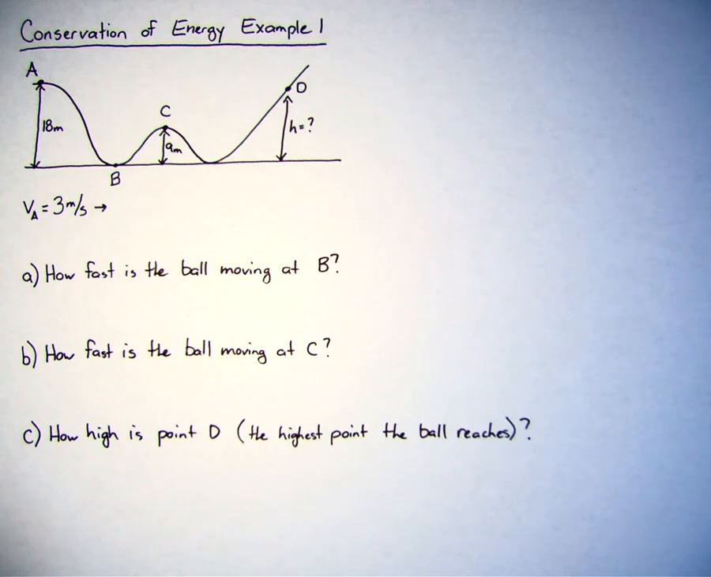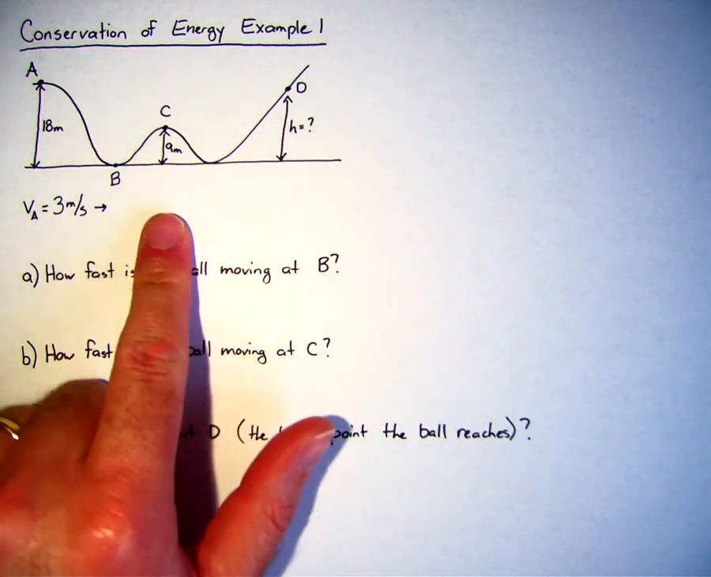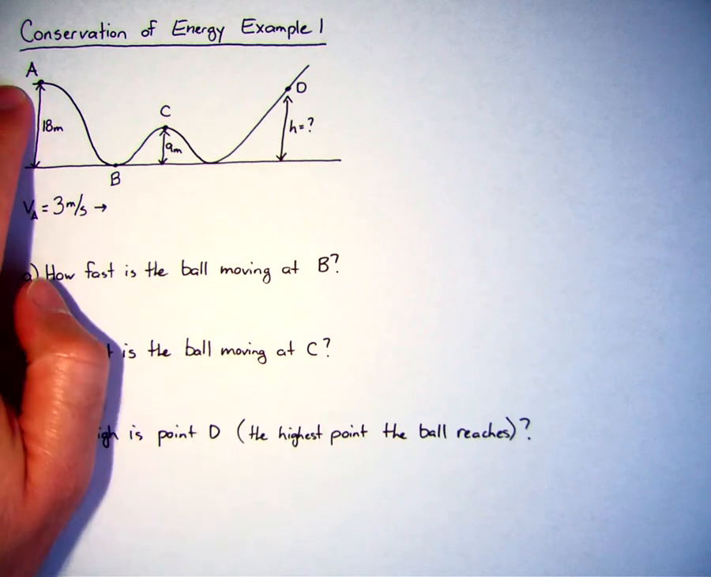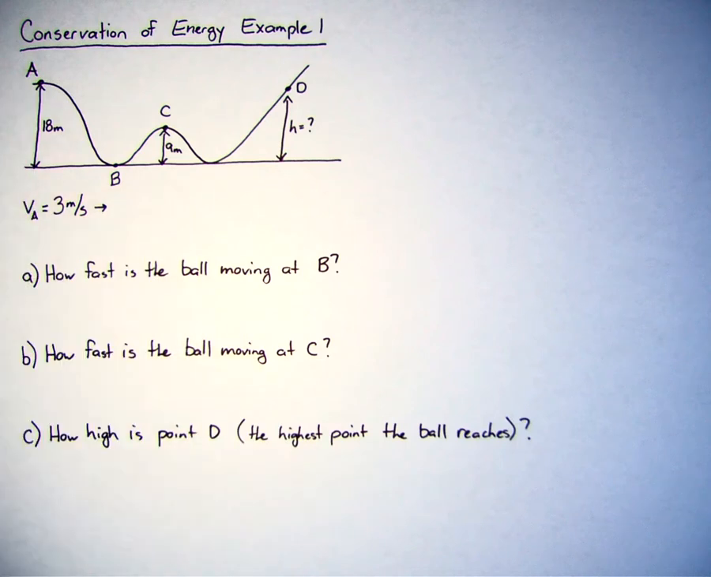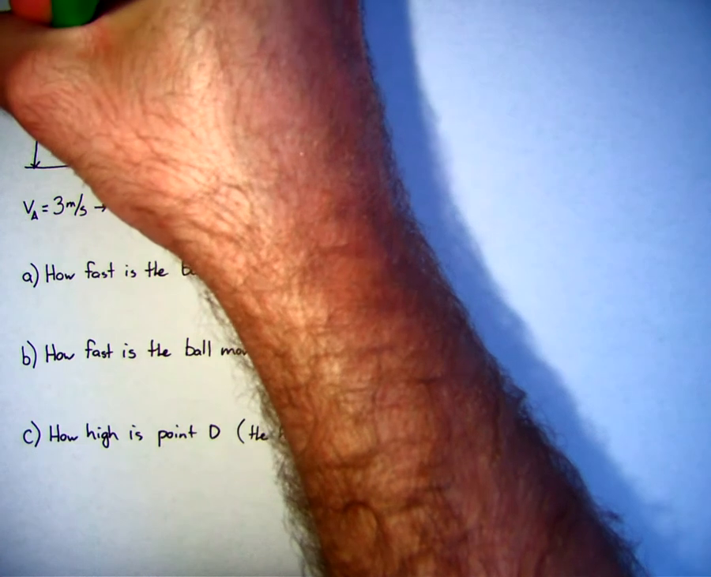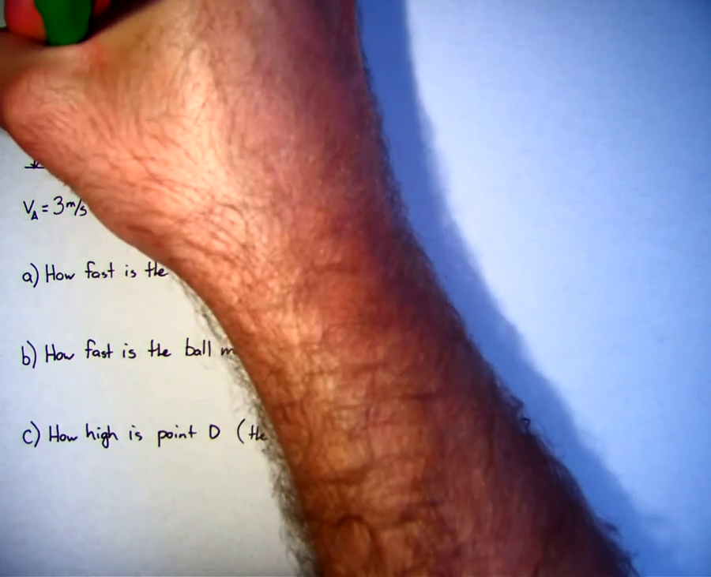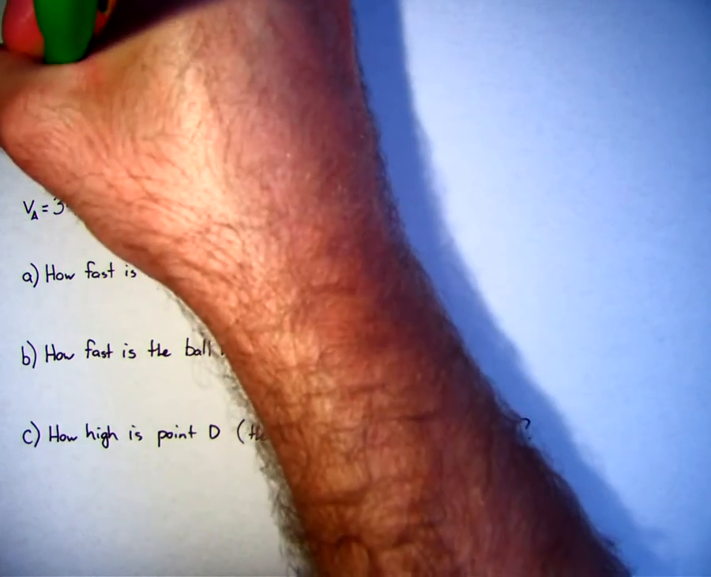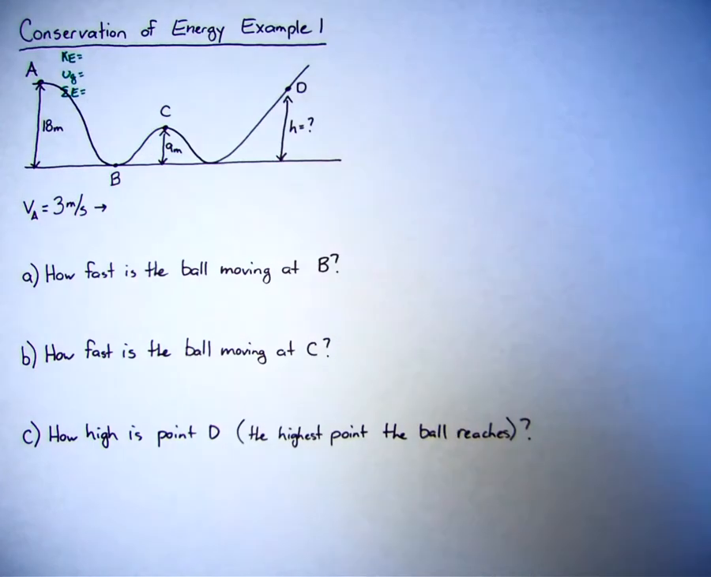Now, the one thing to consider is that in this problem we don't have any spring involved. Since we don't have a spring, I'm not going to worry about the spring potential energy. I'm only going to look at gravitational potential energy, kinetic energy, and then the total energy. So at point A, I'm just going to label kinetic energy, gravitational potential, and then my total energy.